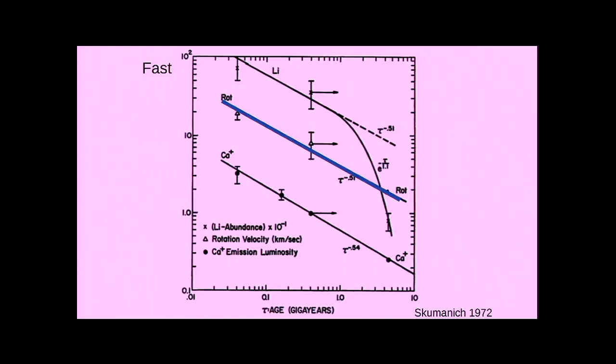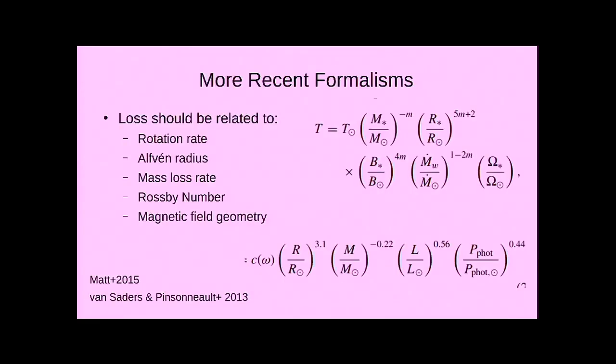We initially started out with an angular momentum loss model that said, young stars are fast, old stars are slow. They spin down as approximately t to the minus 1/2. And we've evolved a little bit more since then, right? That's not quite sophisticated enough for what we want to do these days.